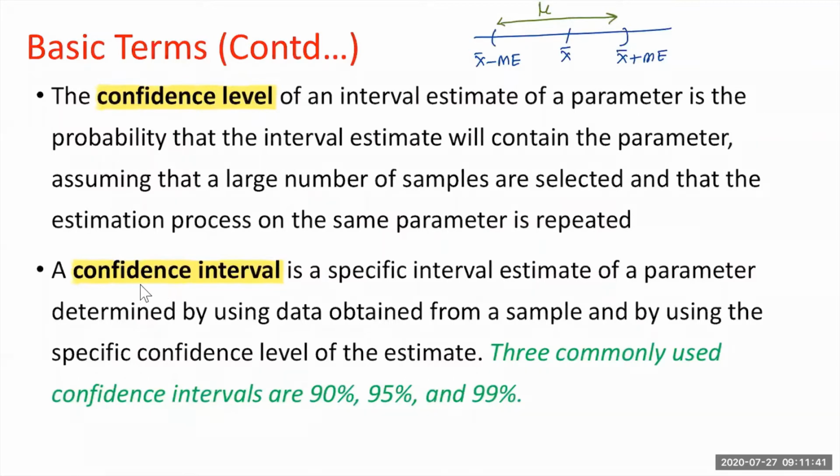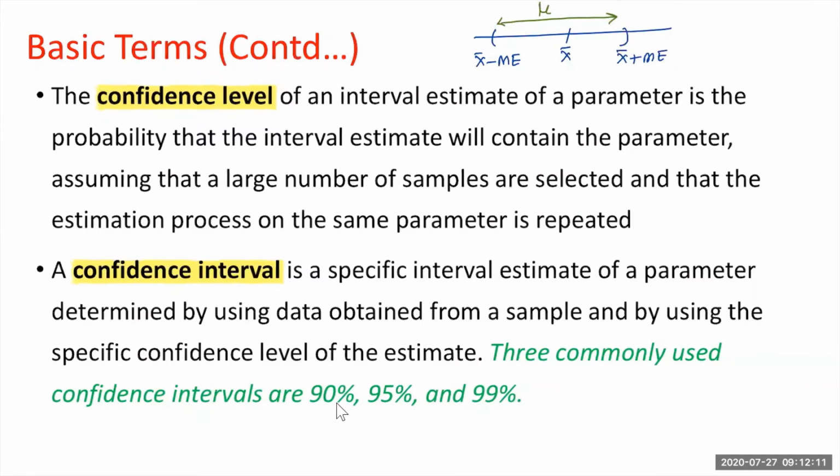And when I say the confidence interval, it is a specific interval estimate of a parameter, like this interval here, determined using the data obtained from the sample. Because in order to construct the confidence interval, we need the sample, because the point estimate in the middle comes from the sample. This X bar is the sample mean.